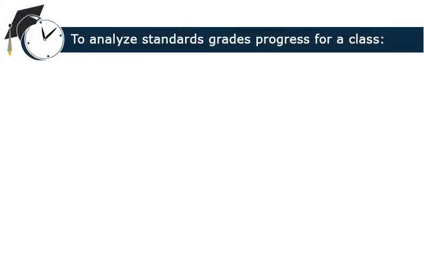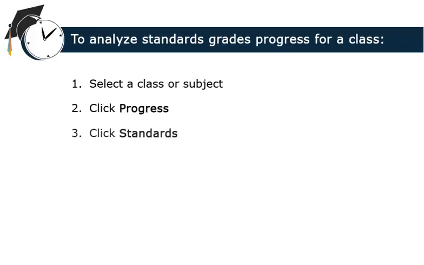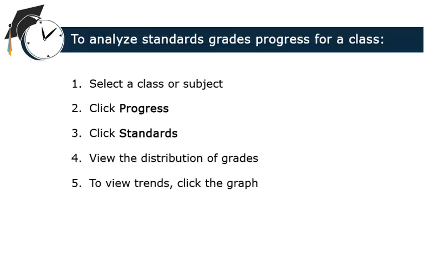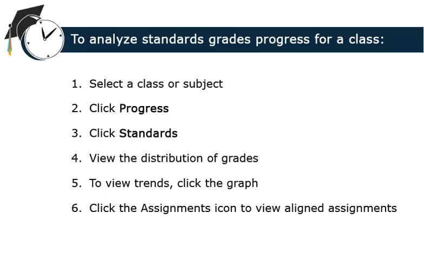Remember, to analyze standards grades progress for a class, first select the class or subject. Then click Progress and select Standards. View the distribution of grades in the bar graph. To view individual student grade and class trends between terms, click the graph. On the Standards Progress page, click the Assignments icon to view the assignments that are aligned to the standard.